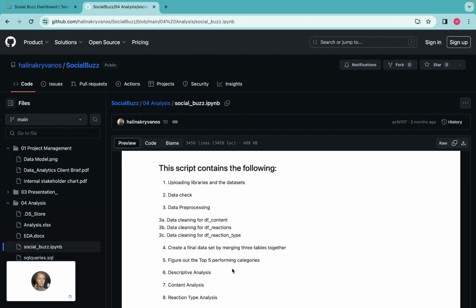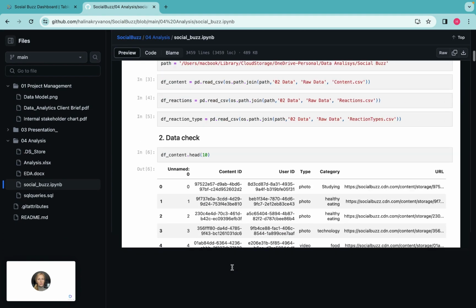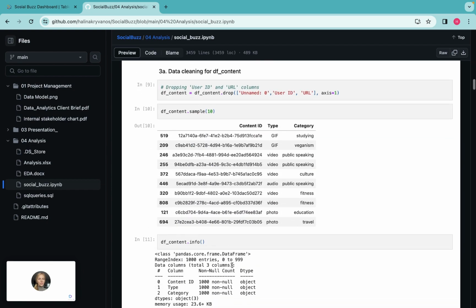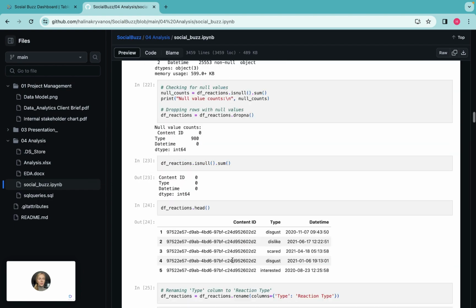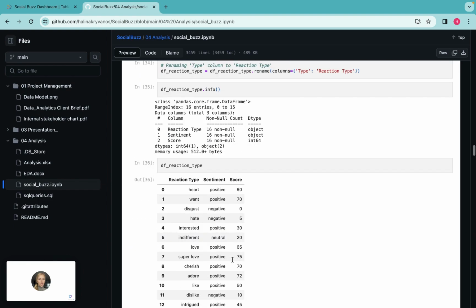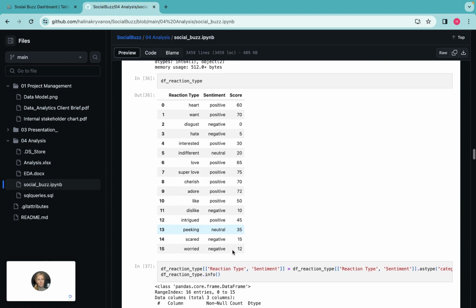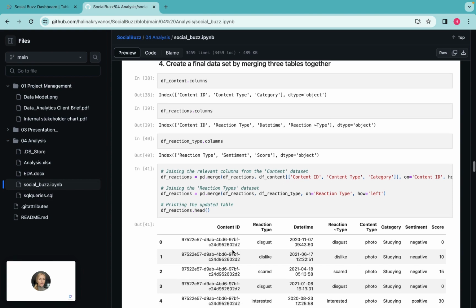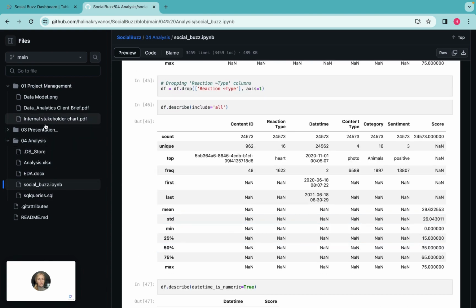I removed rows that were missing values, changed the data types and removed columns which are not relevant to this task, such as user ID and URL. Then I created the final dataset by merging these 3 tables together using the VLOOKUP formula. To determine the top 5 performing categories, I added up the total scores for each category using the SUMIF formula. To make sure, and at least to practice more, I decided to perform these steps using SQL and Python. If you want to learn more about my code, follow the link to GitHub.